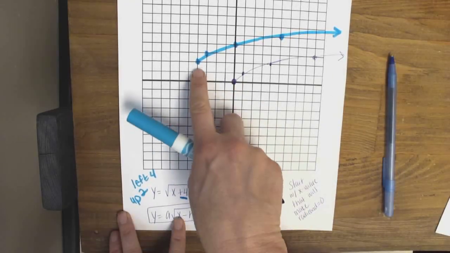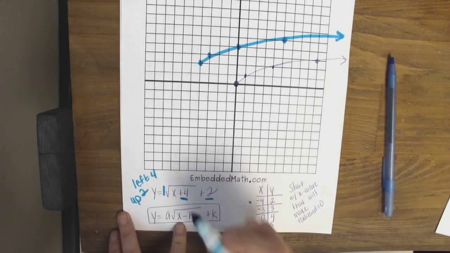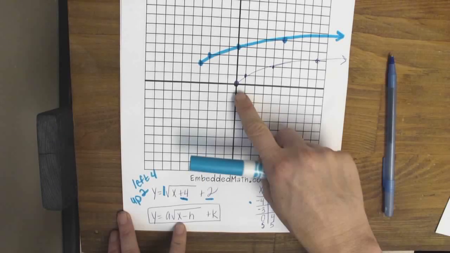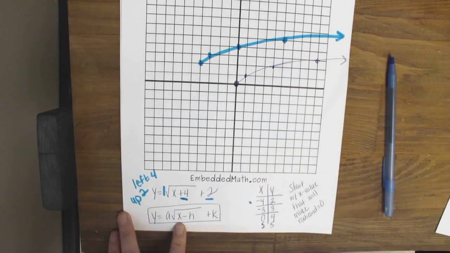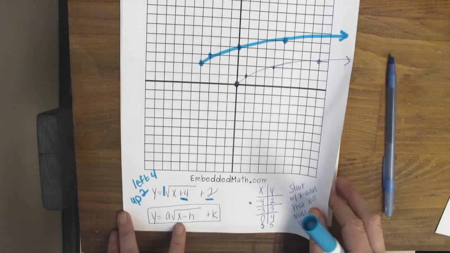So -4, 2 is where it starts. My A value is a 1 here. We don't see that. That just means it's opening just like the regular arm. It is not being flipped over. So you'd switch this and keep that, just as a little help on how that would be transformed.